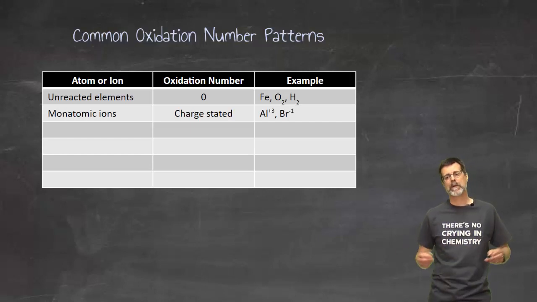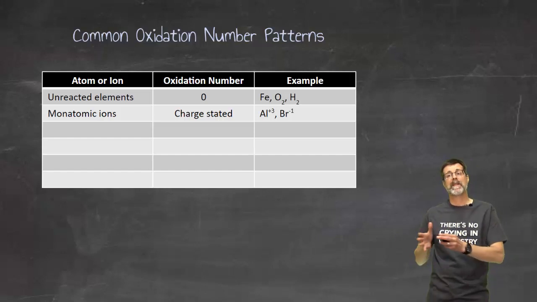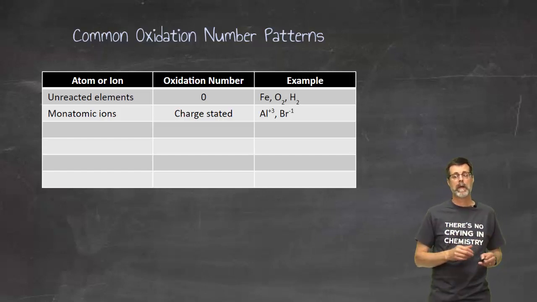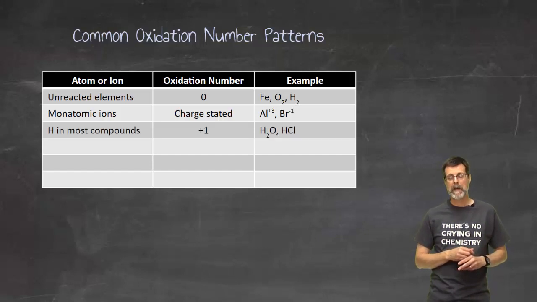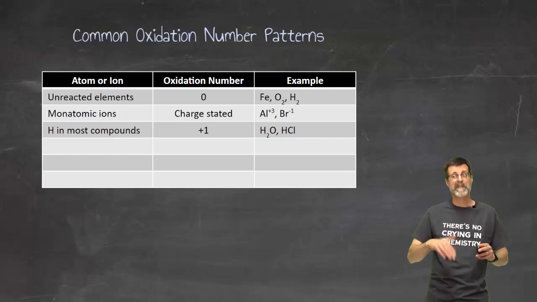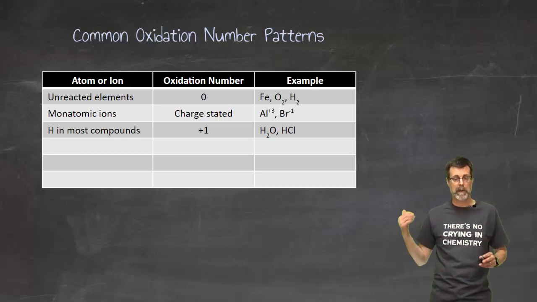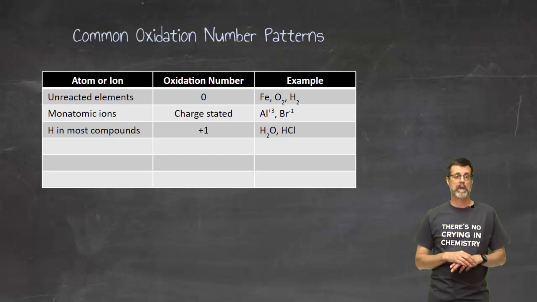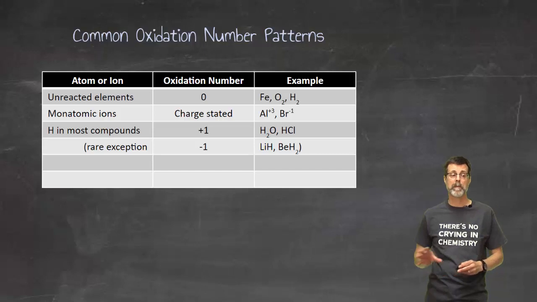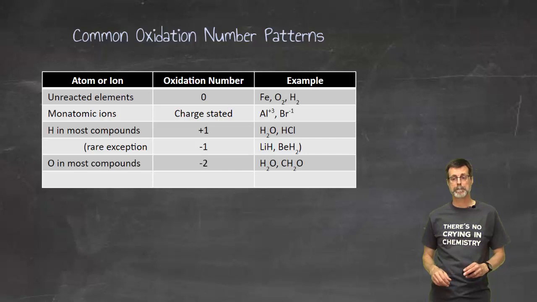Monatomic ions, like a sodium ion, are going to have the ionic charge that they have. In other words, that ionic charge is also the oxidation number. Hydrogen, in almost every compound, for our purposes, every compound, hydrogen is always going to be assigned an oxidation state of +1. So if I look at water, if I look at hydrogen chloride, then hydrogen is always going to be a +1. There are some exceptions where it would actually be considered a -1. We're going to ignore those though, so we don't have to worry about it.